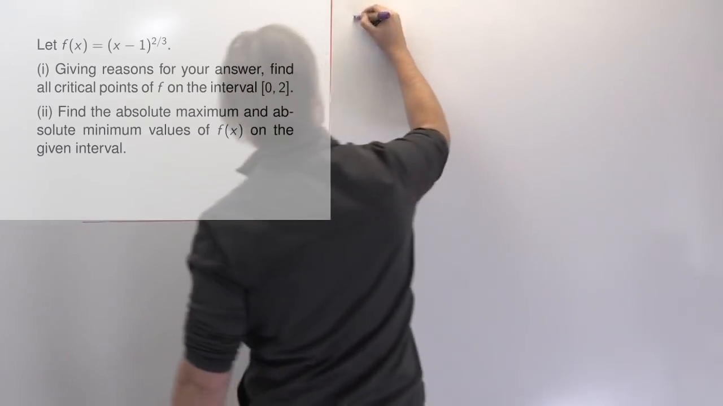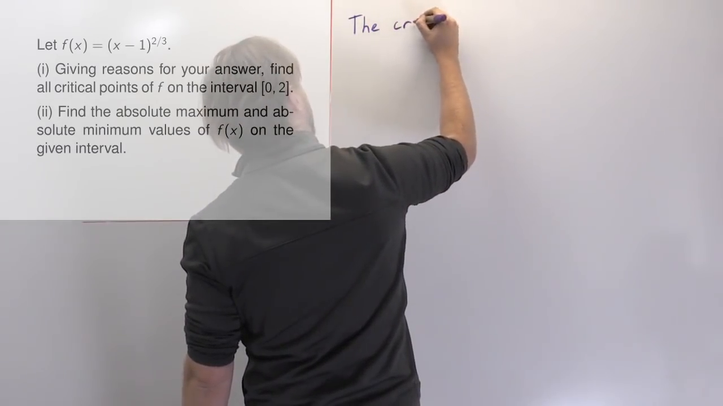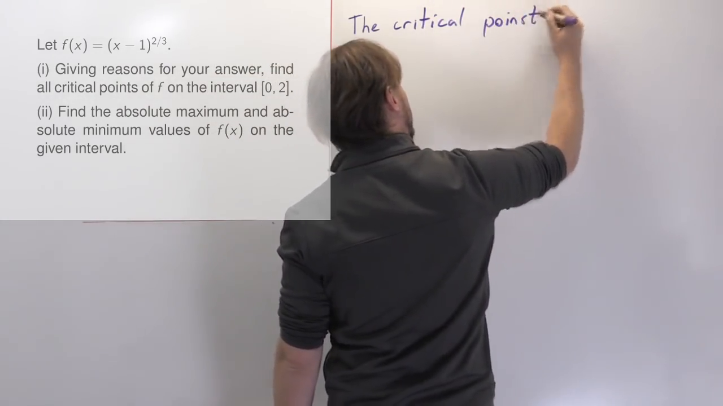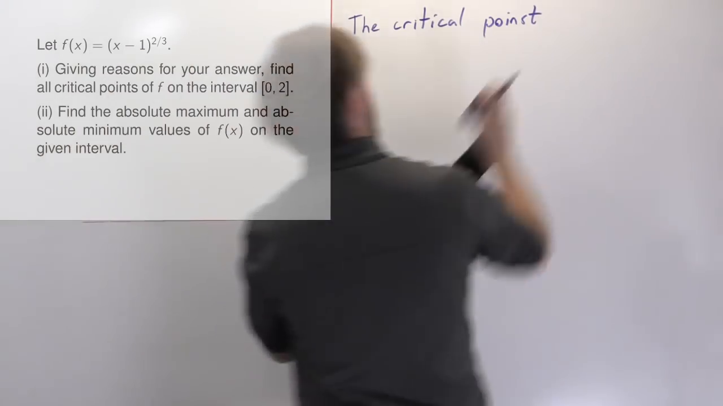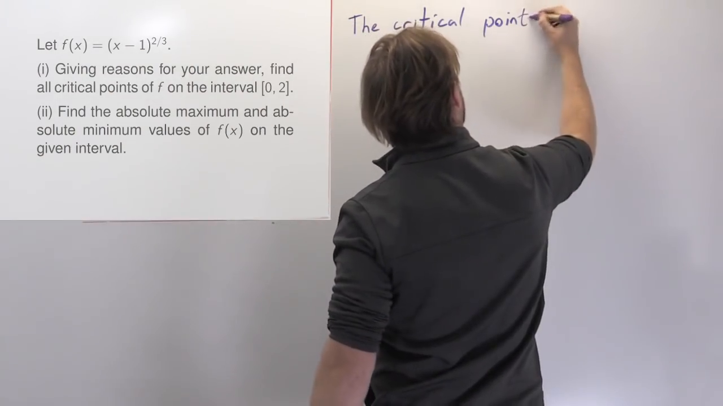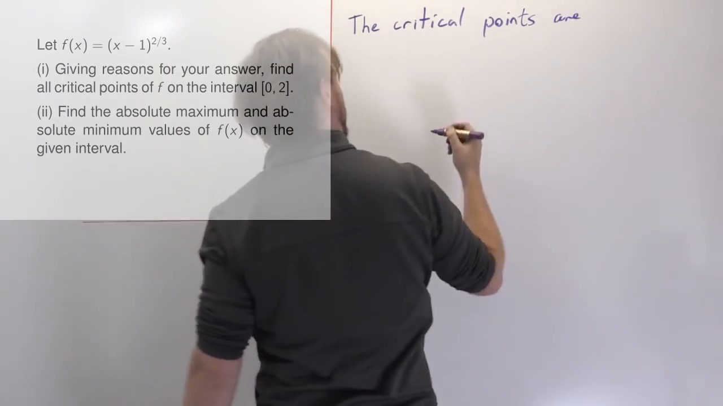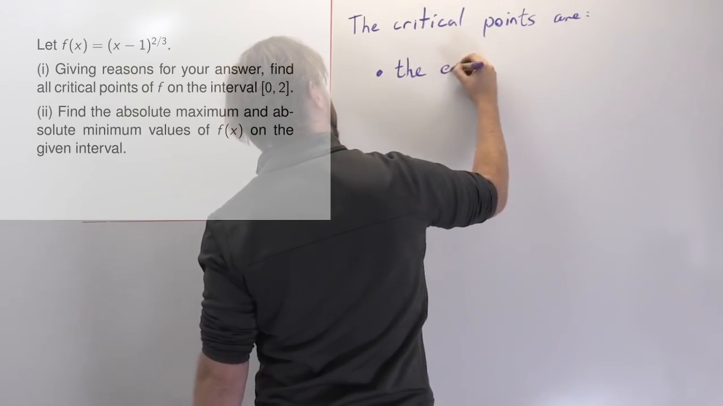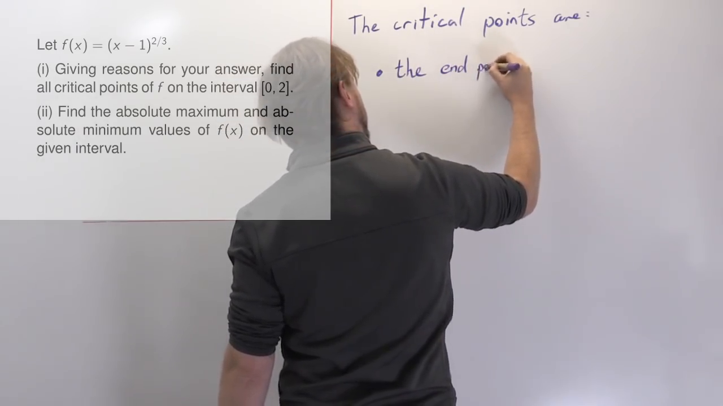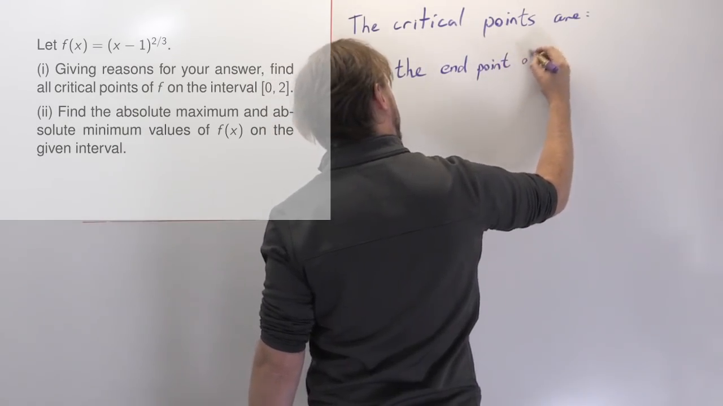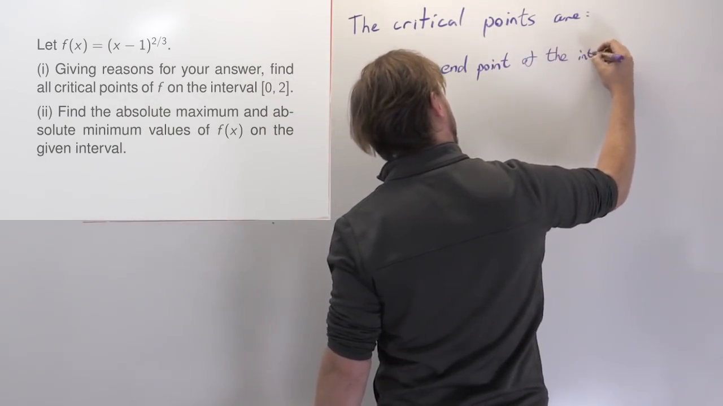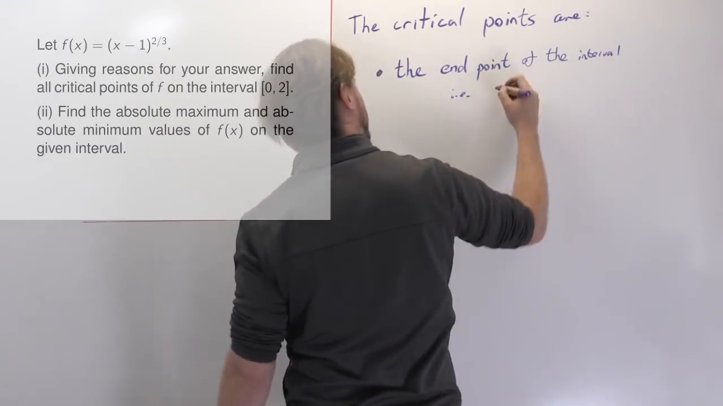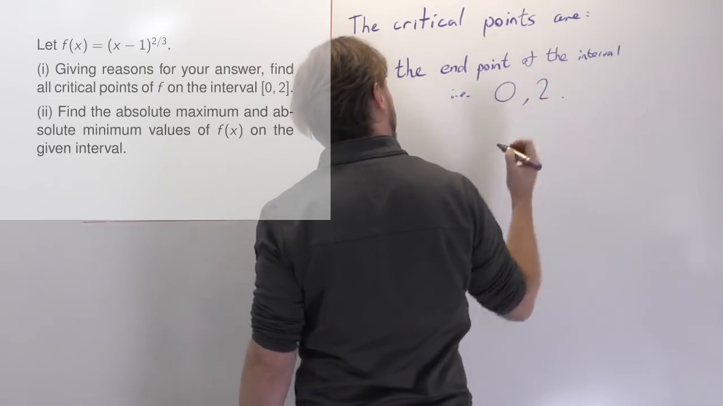So the critical points are, well, the endpoints of the interval, i.e., in this case, the endpoints of the interval are 0 and 2.